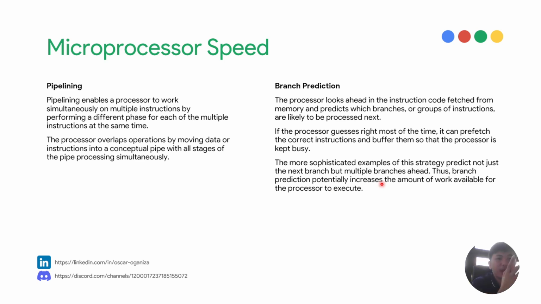Okay? So unlike pipelining na pinagsasabay-sabay lahat, kahit anong phase ba siya, multiple instructions, nagkakaroon na ng overlapping sa mga pipes by moving data and instructions. Sa branch prediction naman iba. Sa branch prediction, forward-looking si processor. So paano forward-looking? Yung mga instruction code, pinipredict niya kung ano ba yung groups of instructions na pwedeng makasunod sa mga instructions na in-execute.